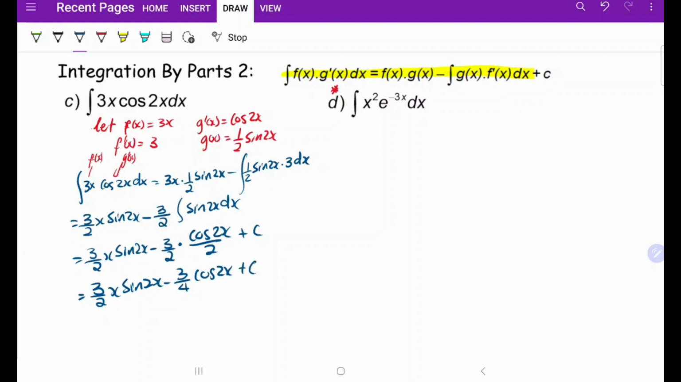And that's it. Integration by parts. I think once you know these techniques, it is much easier to solve the problems.